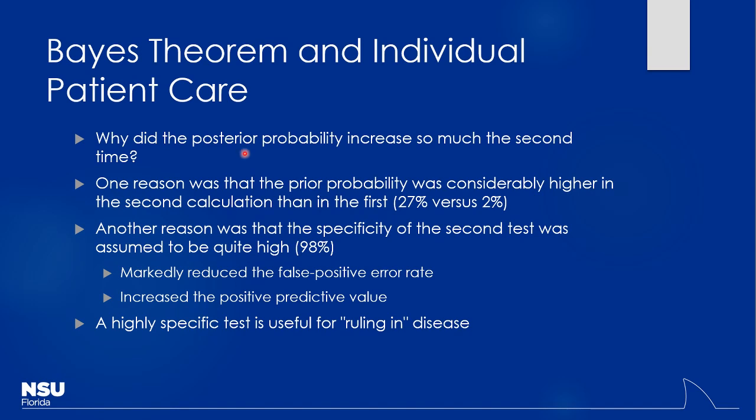Now again, why did it raise up so much? Mainly because the prevalence went up significantly, and also we had a much more specific test. So it went up, say, from 95% to 98%, such that it's going to make it more specific, meaning that if the patient's negative, they probably really are negative at that point there, okay? It's a highly specific test to rule a disease in. So if they test positive, that's it.